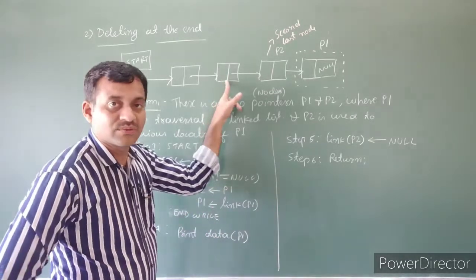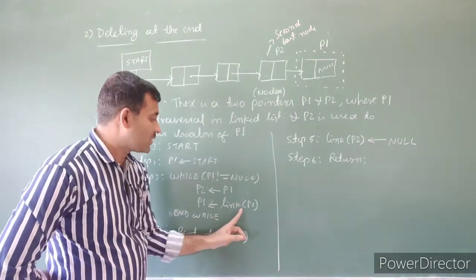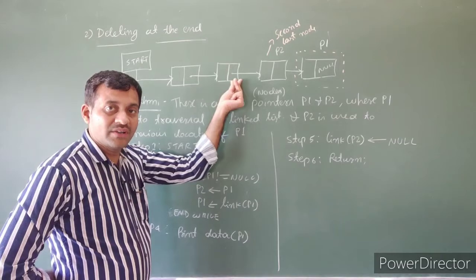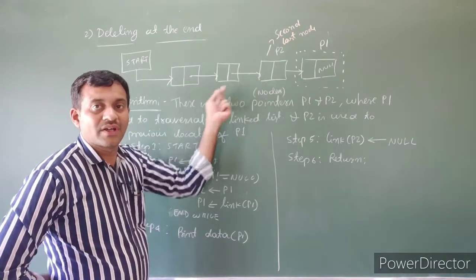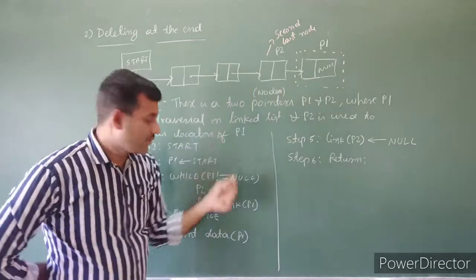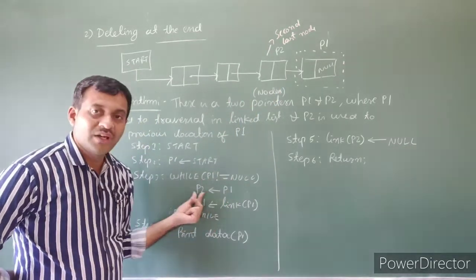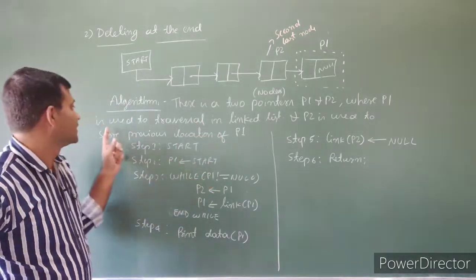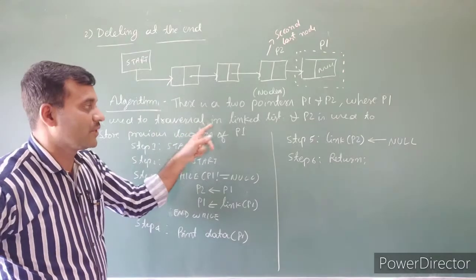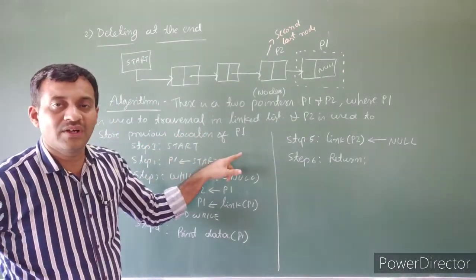Again here it is not null. Then again we assign the link part of P1 to P1. This one stores the address of the third node, so we move on to the third node. Every time we move on to the next node. At the same time, P2 stores the previous address of P1. P1 is used for traversal, and P2 is used to store the previous location of P1.